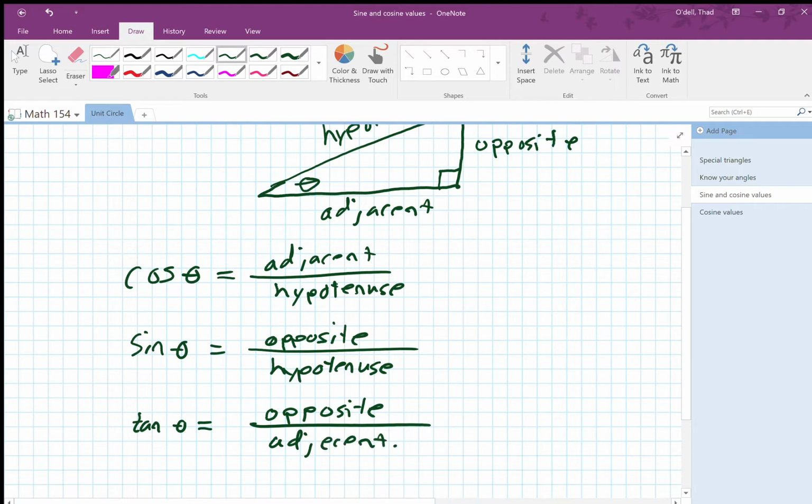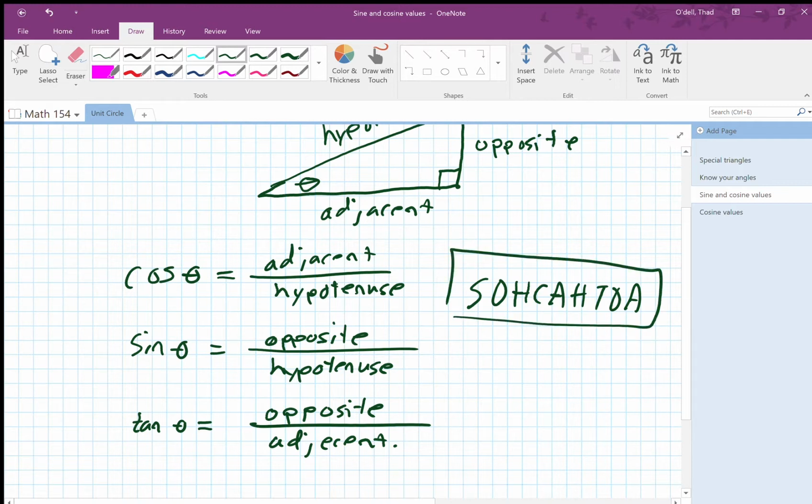And you may have heard this before, but there's a little acronym called SOHCAHTOA, which helps us remember that relationship. You can see how the S stands for sine, O stands for opposite, H is hypotenuse, and then cosine adjacent hypotenuse, and then tangent opposite adjacent. So that's just a little mnemonic device to help us to remember the relationships between sine, cosine, and tangent.